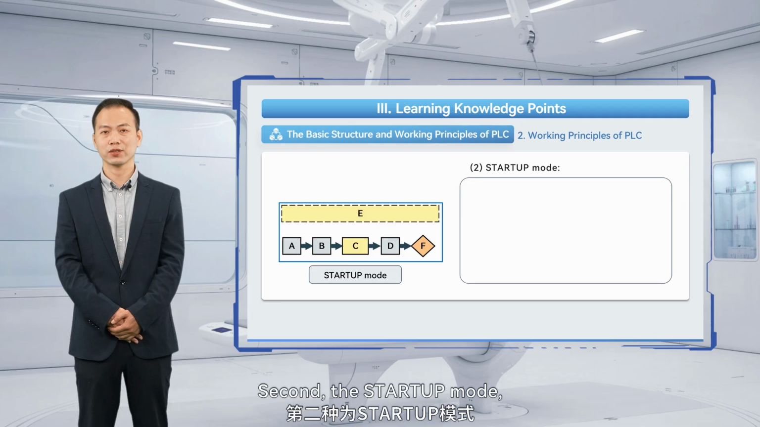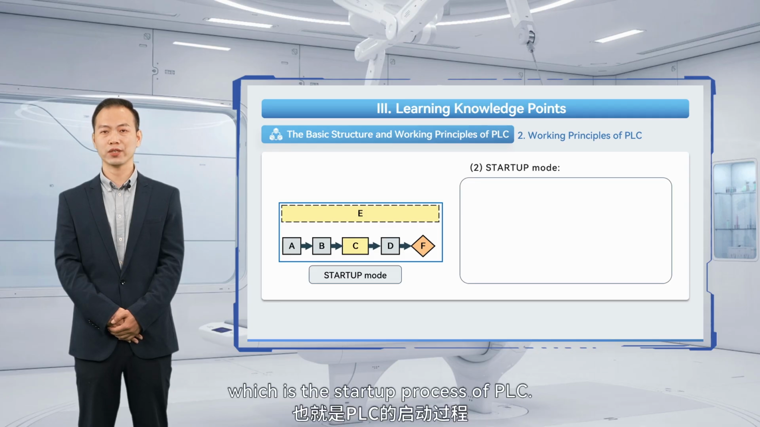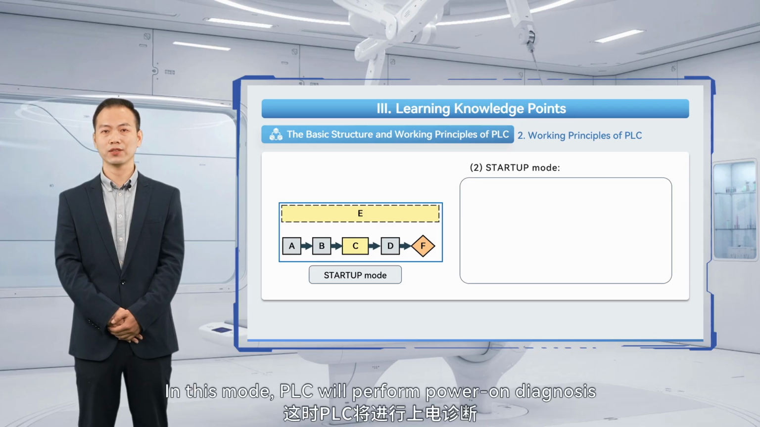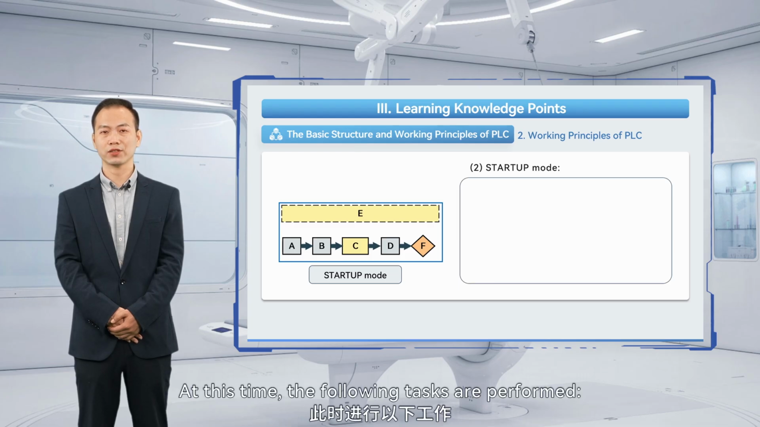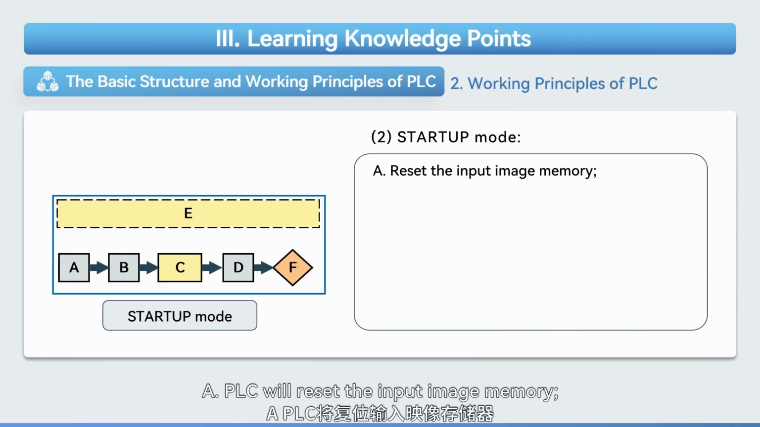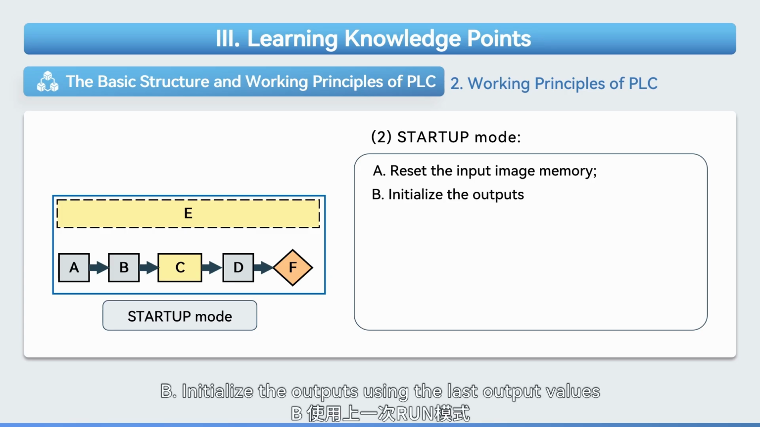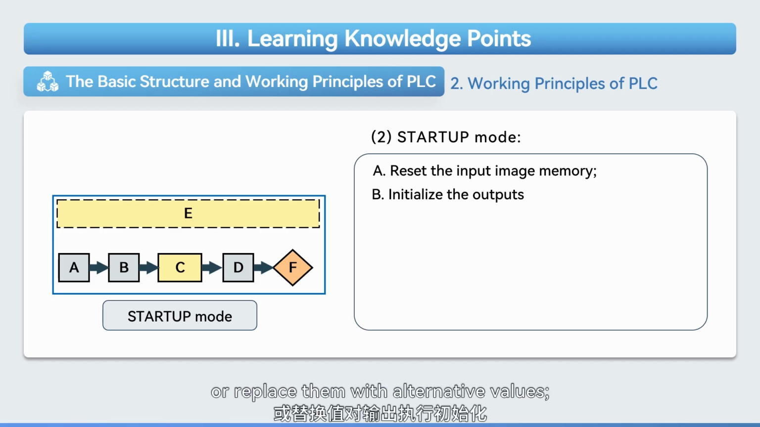Second, the startup mode, which is the startup process of PLC. In this mode, PLC will perform power-on diagnosis and system initialization, and the run/stop indicator light will alternately flash yellow and green. At this time, the following tasks are performed. A. PLC will reset the input image memory. B. Initialize the outputs using the last output values from the previous run mode or replace them with alternative values.